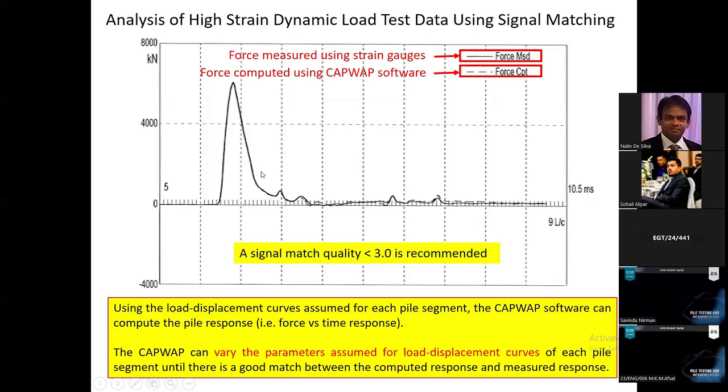There is a statistical method to check the match quality. It is recommended to carry out this signal matching technique until a signal match quality of less than 3 is achieved. Right? The software will tell you the signal match quality. So you have to keep on doing this until the match quality becomes less than 3. Right? Now that is the analysis technique.